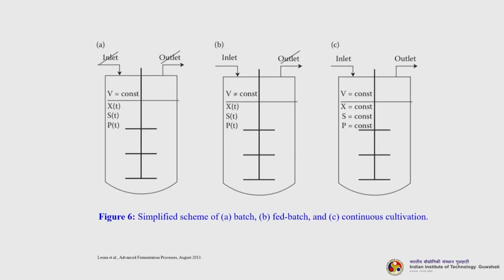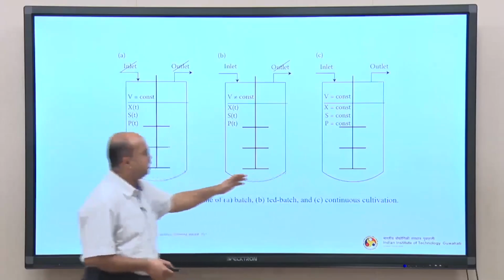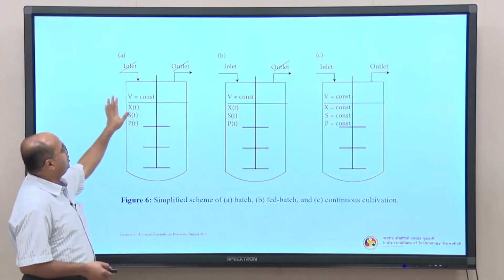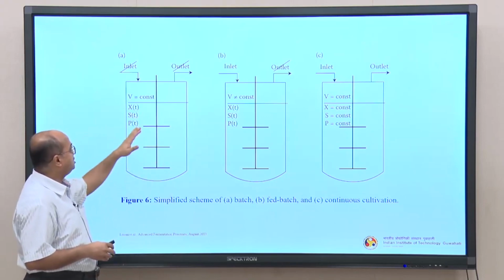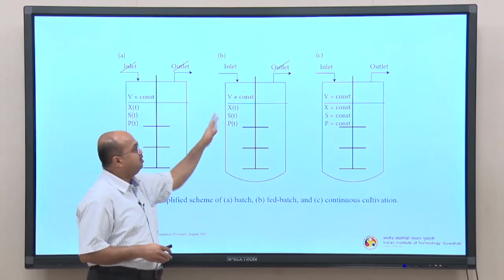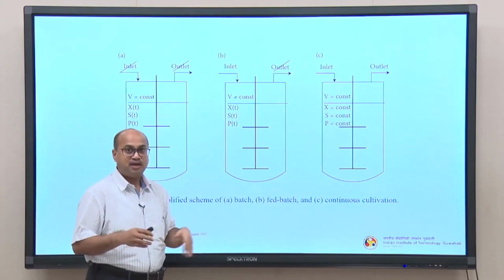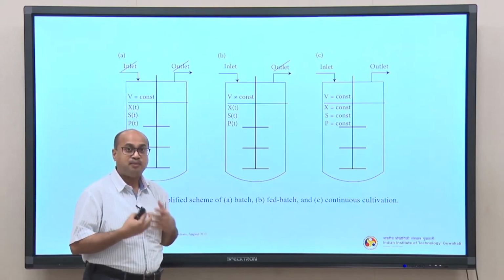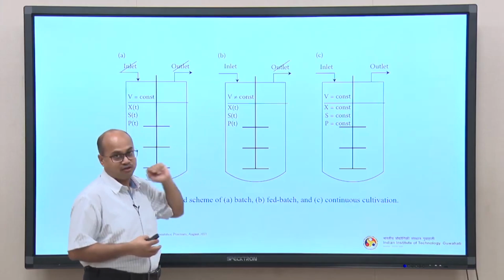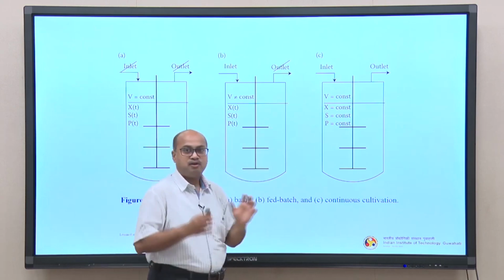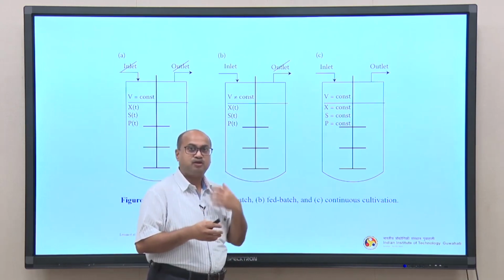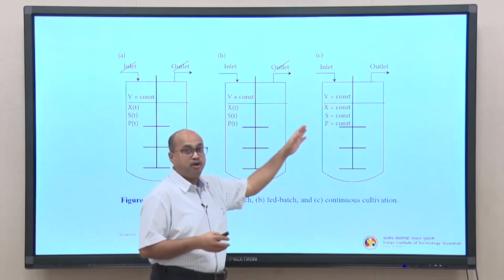So, this is batch, this is fed batch and this is continuous. Okay. So, in the batch, no inlet, no outlet, it is fed and closed, right. It is a completely closed system, volume is constant. And here in a fed batch, there is no outlet, but you supply the feed intermittently. Okay. Volume is not constant, right. In a continuous cultivation system, you have a continuous supply of feed and continuous withdrawal of the product, and volume is maintained constant.